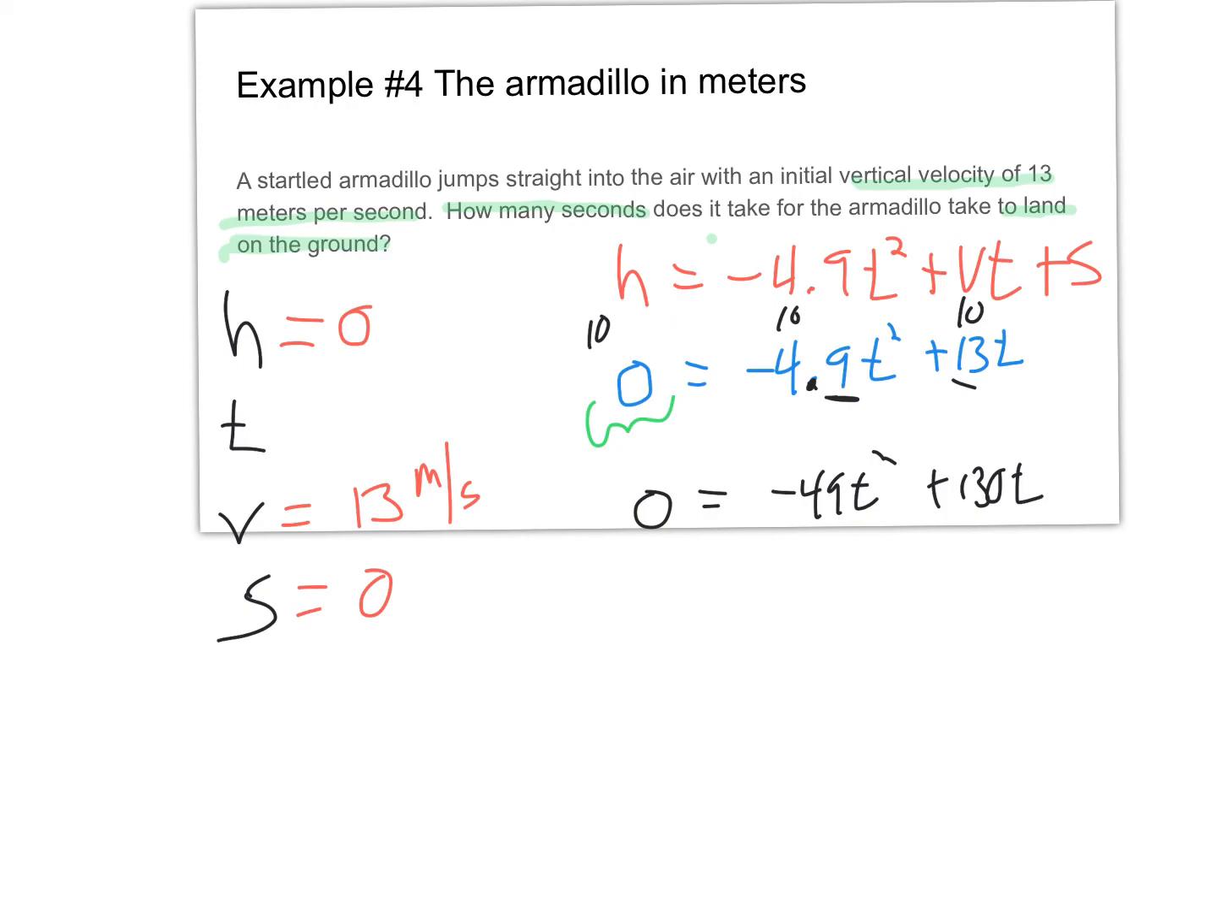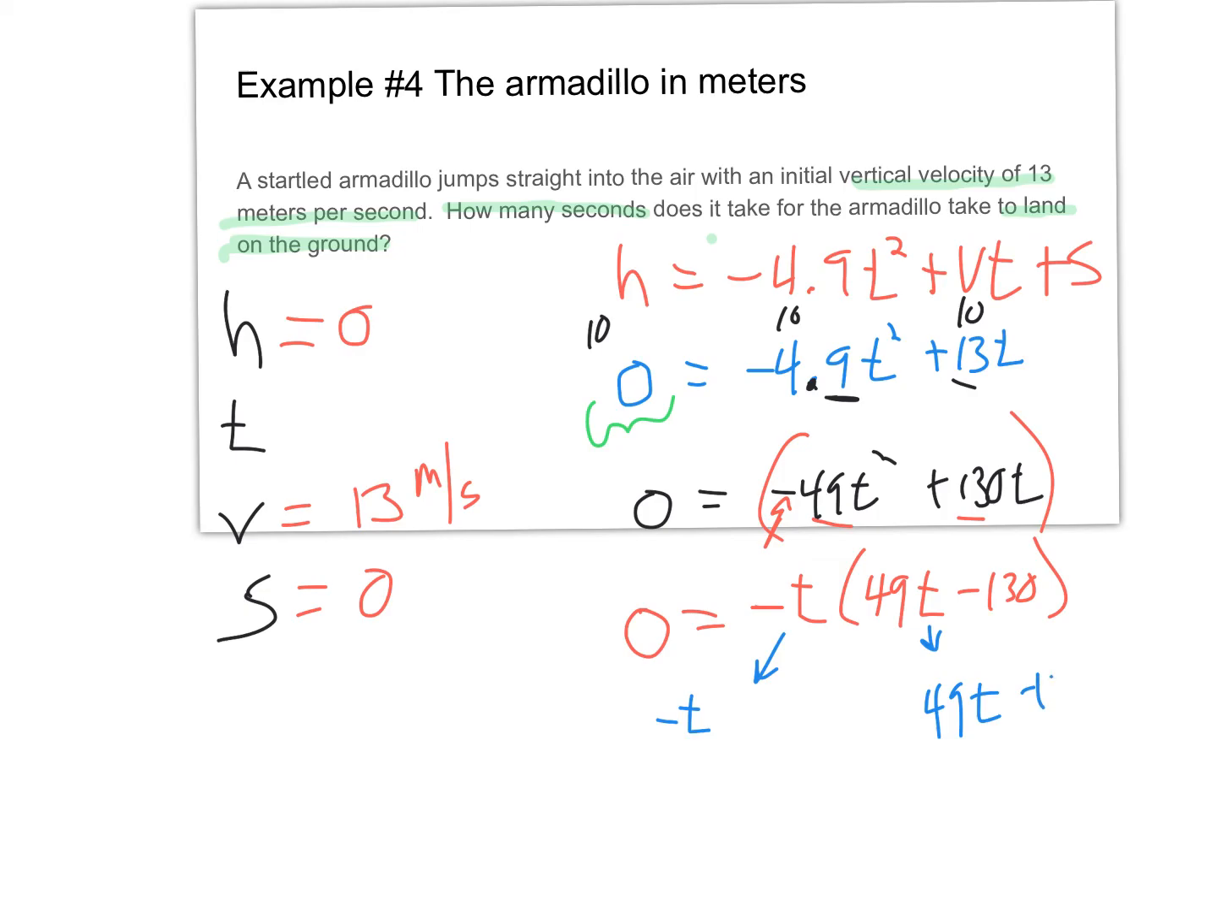All right, so now let's start to factor this. 0 equals, now I got the negative here, I got to take that out. Now, between 49 and 130, they don't share anything, so I can't take out any regular numbers. And then between t squared and t, I can take out a t, leaving me 49t minus 130. All right, so now let's pull these things apart. Negative t, 49t minus 130. Okay, let's set the pieces to 0.